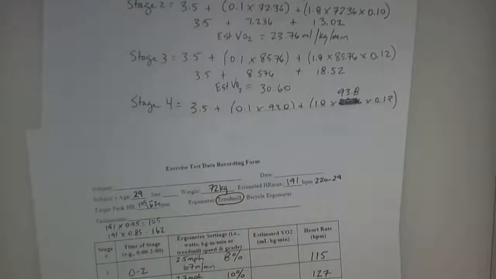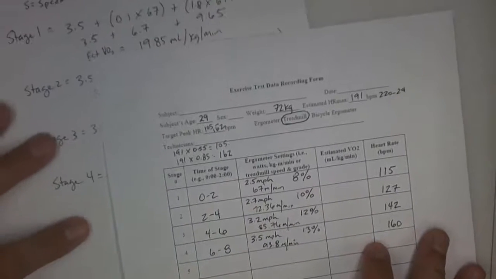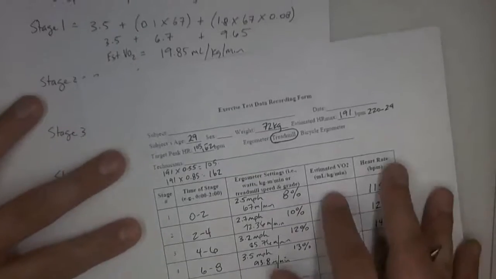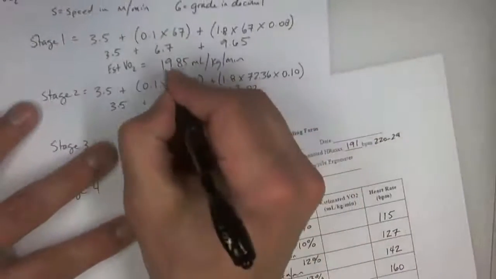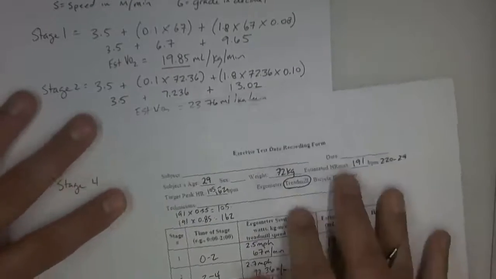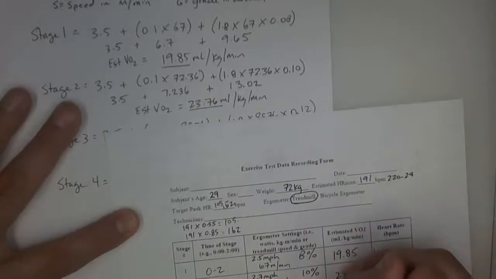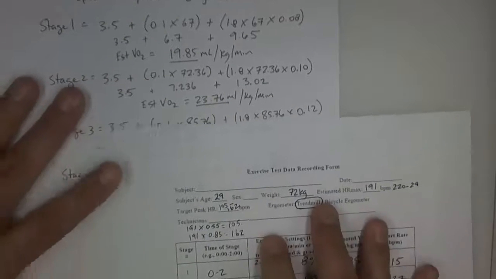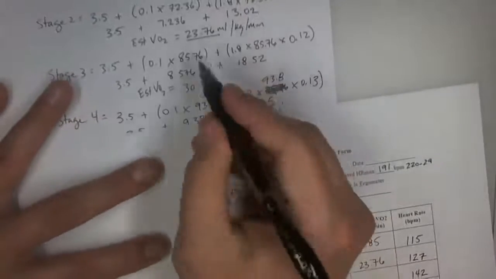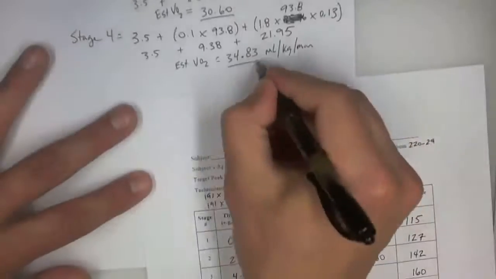Okay, let's move these values then into the sheet that you're going to turn in for your homework. Stage 1 is 19.85. Stage 2, 23.76. Stage 3, 30.60. And finally, stage 4, 34.83.